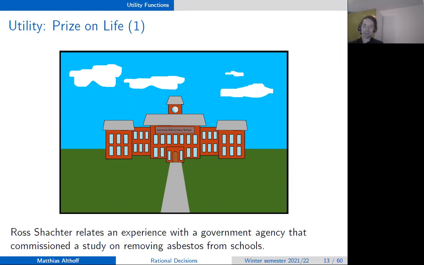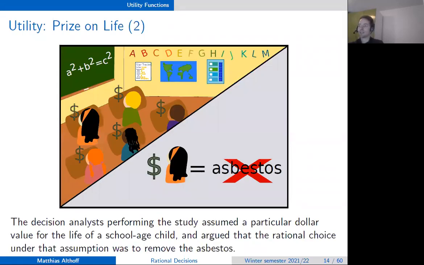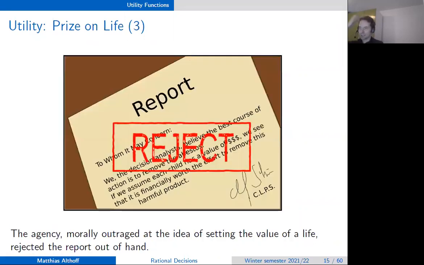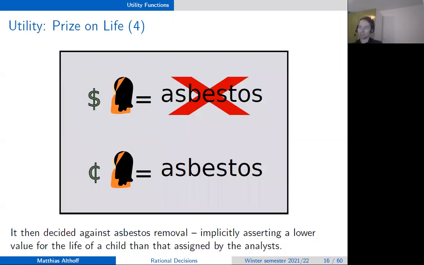So you as students were valuable enough to renovate the building. Anyways, this school needed to make a decision whether to remove the asbestos or not. So they decided to put a value on the life of each student. And then they argued in the report that the most economical way would be to remove the asbestos. And this caused quite an outrage. So the agency was morally outraged, and the idea of setting value to life was rejected. And of course, the asbestos was not removed.